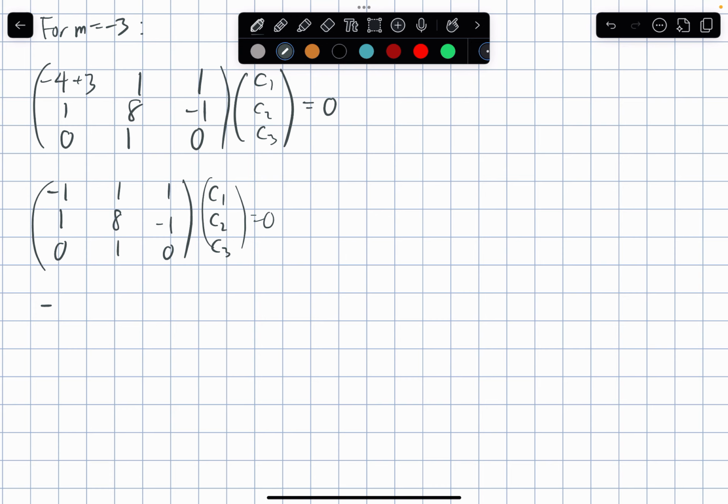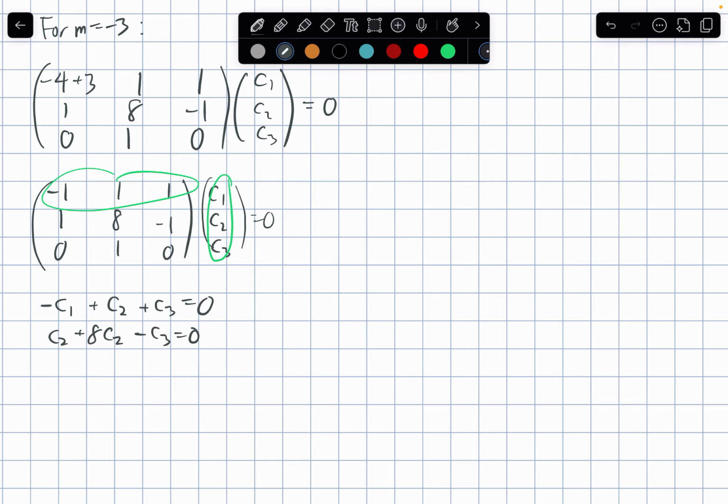Okay, so negative C1. Remember, row, column. So negative 1 times C1, and then C2 times 1, C3 times 1. Next, C2 plus 8C2 minus C3 equal to 0, and then C2 equal to 0. So that's pretty direct.